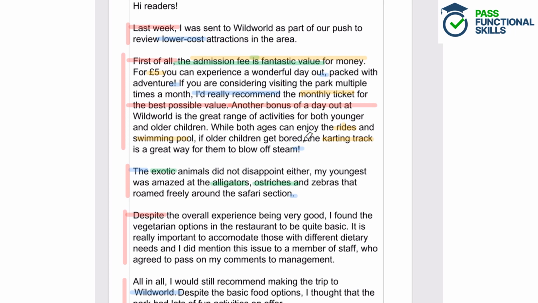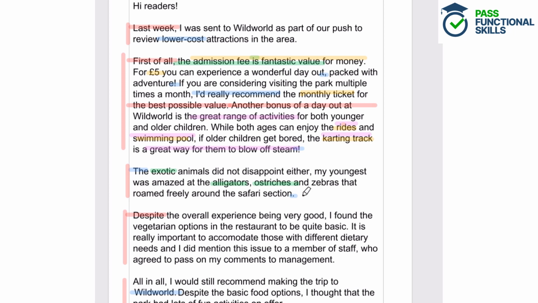So for example, we've got details about what's on offer there, such as rides, the swimming pool and the karting track. So these are all facts. And we also have some opinions. So for example, he or she thinks that this is a great range of activities and a great way for them to blow off steam. So adding in some opinions there. And that's really useful for a review, to add your own opinions and ideas.